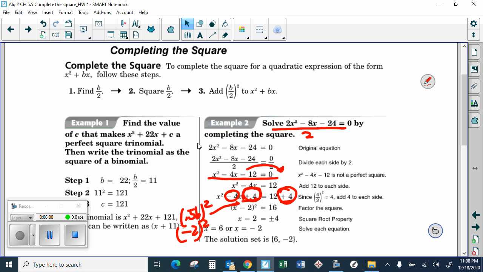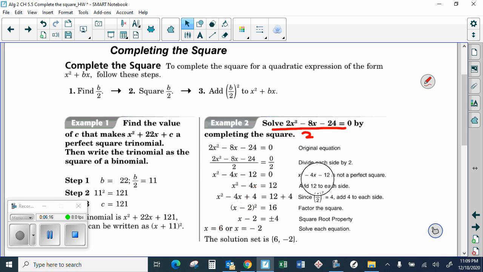And then what perfect square is that? Square root of x squared is x, as you see here. And I just drop that -2 right into there. And I get (x - 2) quantity squared equals 12 plus 4, which is 16. Okay? So we're not just stopping there now.